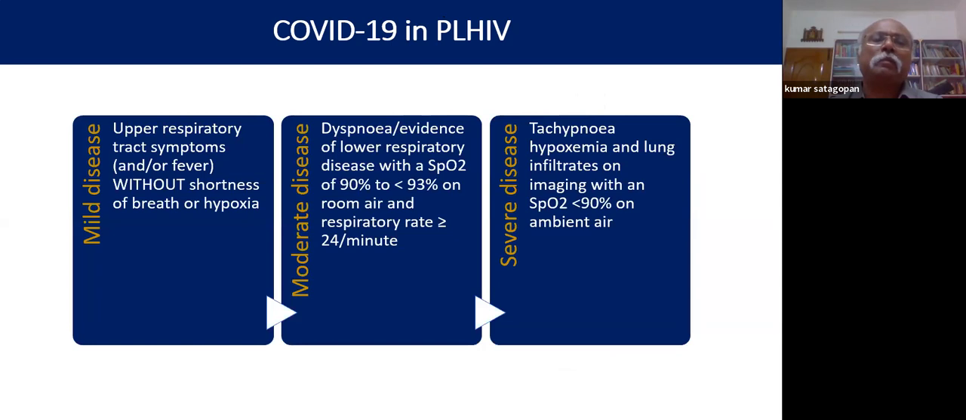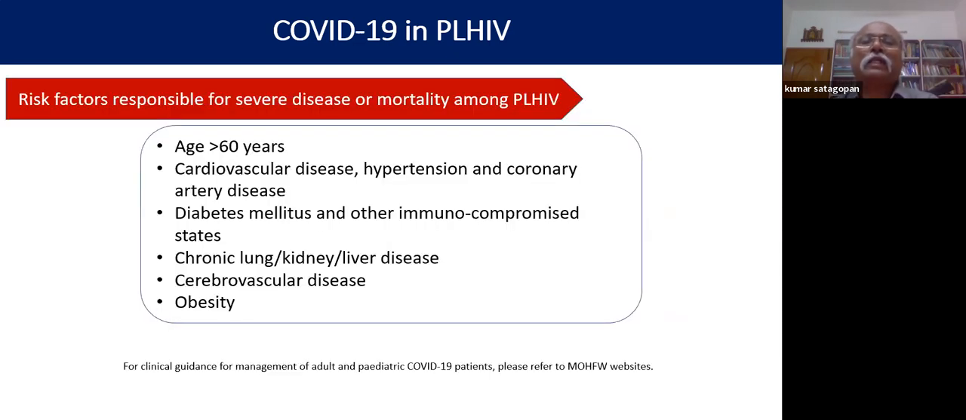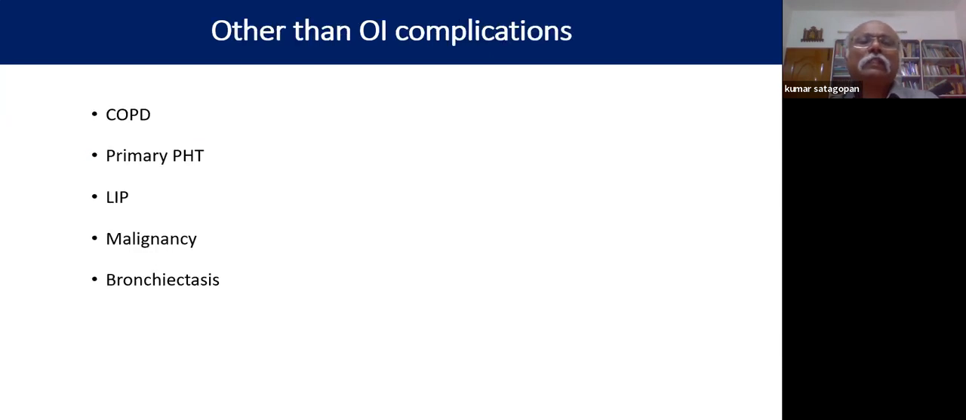So mild disease is upper respiratory tract involvement without shortness of breath. Then the moderate disease, more respiratory, SpO2 less than 93. Then comes the severe disease. So we have to go to the ART center, COVID care center, COVID ICU, and they have to be managed there, whether non-HIV or PLHIV. Next slide. So risk factors for severe disease and mortality: age more than 60 years, cardiovascular disease, diabetes, chronic lung disease, all this, as in the general population. These were not unique to HIV patients. Next slide. So risk factors are like the general population.